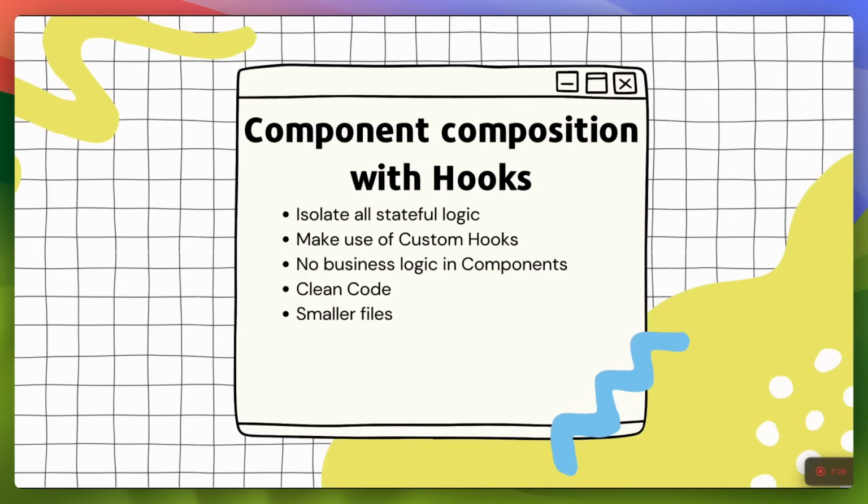To recap, the component composition with hooks pattern allows you to isolate all the state logic into custom hooks separate from the components. It allows you to make use of custom hooks using the hooks API, which was introduced in React 16. This design pattern states that no business logic should reside in your React components. This results in clean code and smaller files. Now let's move on to our next design pattern.